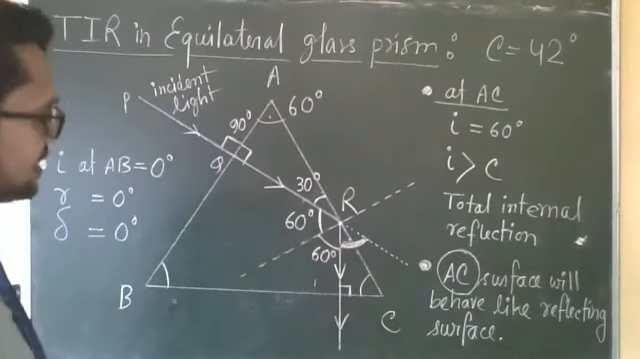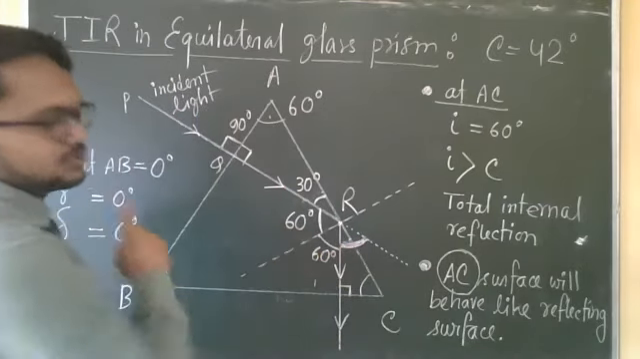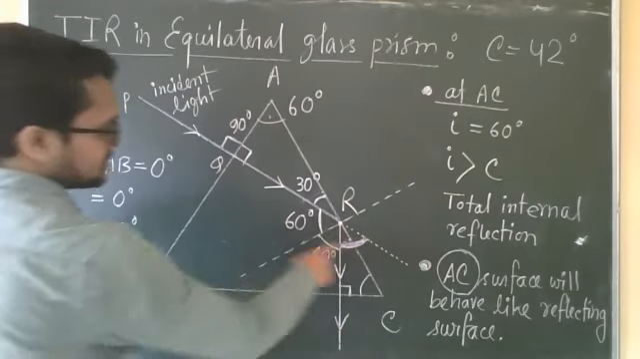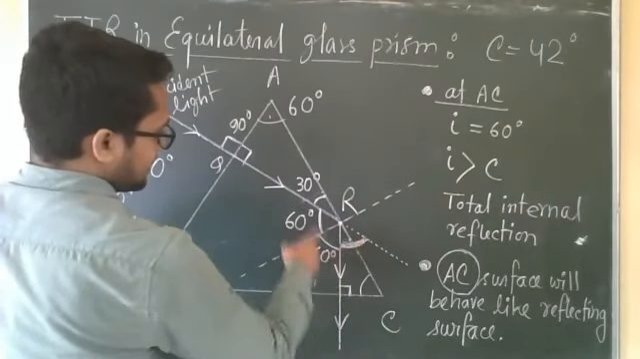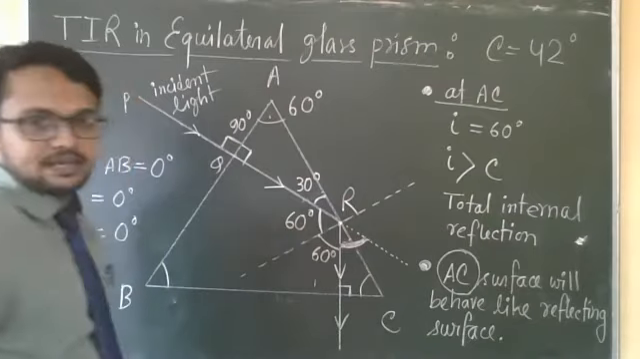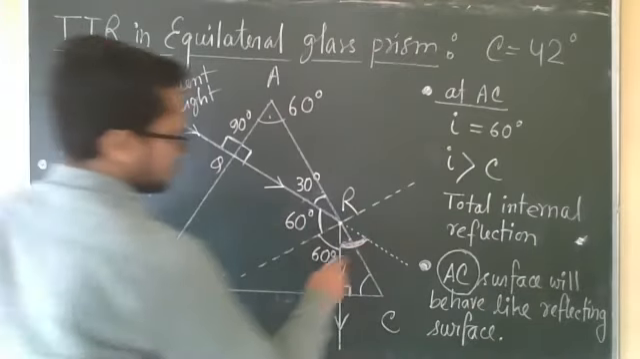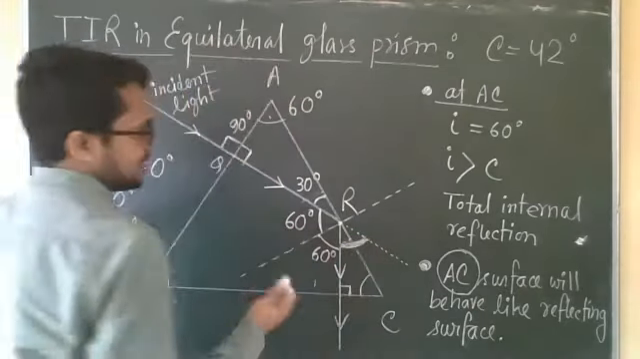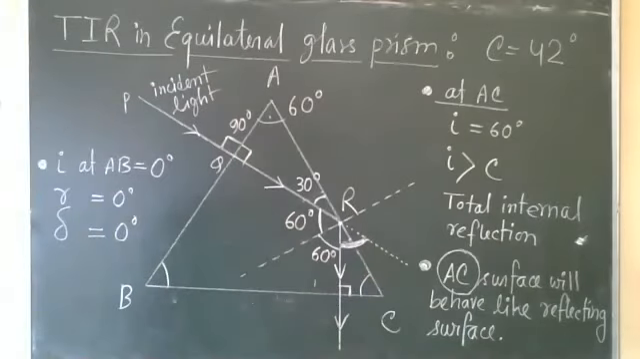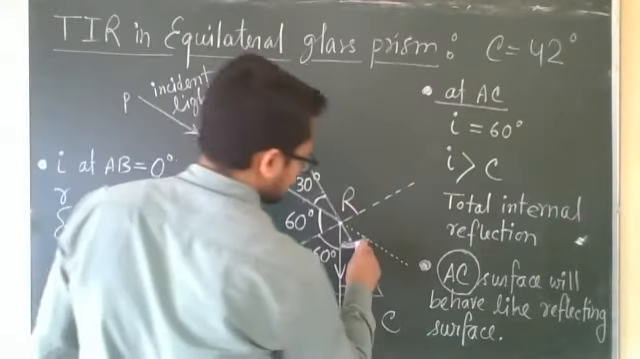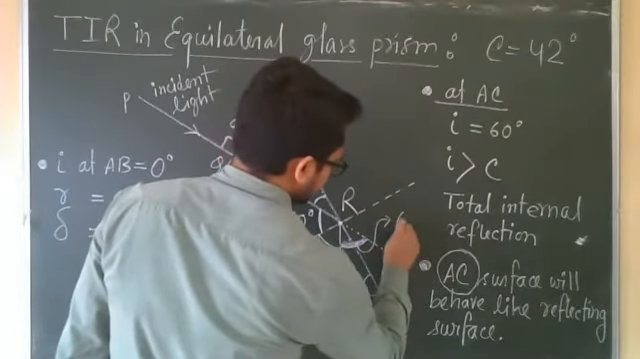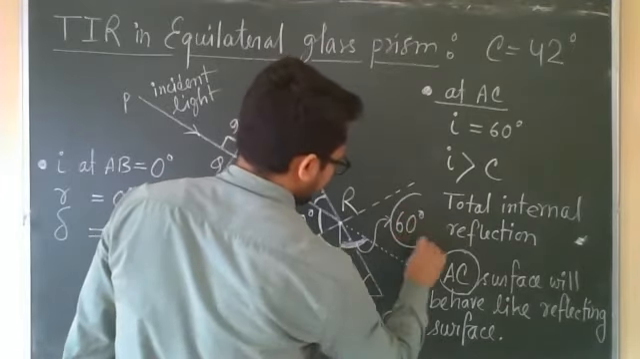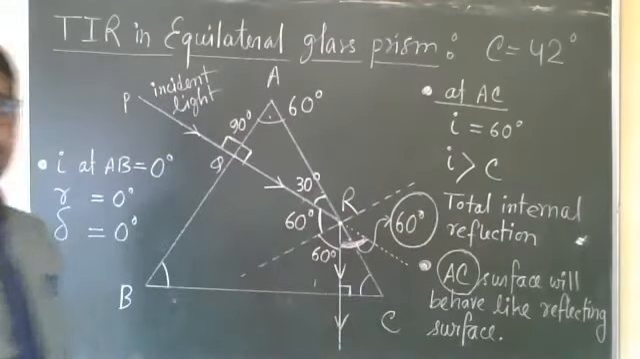So what about the third angle? This is 60, 60. That means 120. Total is 180, so 180 minus 120. So what about the angle of deviation? I am not asking you to find the angle of deviation at any surface. Final angle of deviation is this one. The value is 60 degrees.